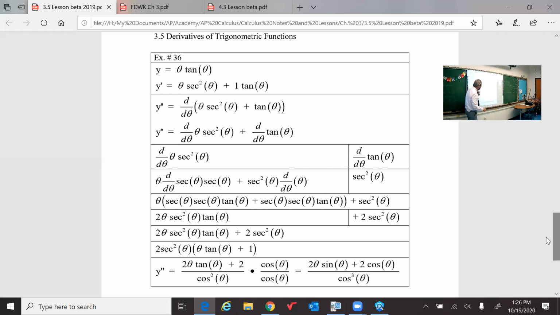What happened from here down is we rewrote everything in terms of sine and cosine. The only issue with that is it's a multiple choice question, and all of the choices have sine and cosine. You would have to end up there if it is at the bottom, but if you got this far, that's really good. Which is 2 theta secant squared theta tan theta plus 2 secant squared theta.